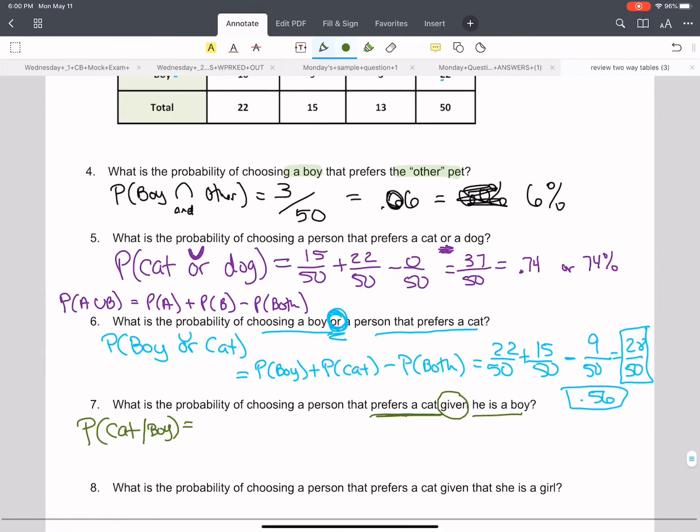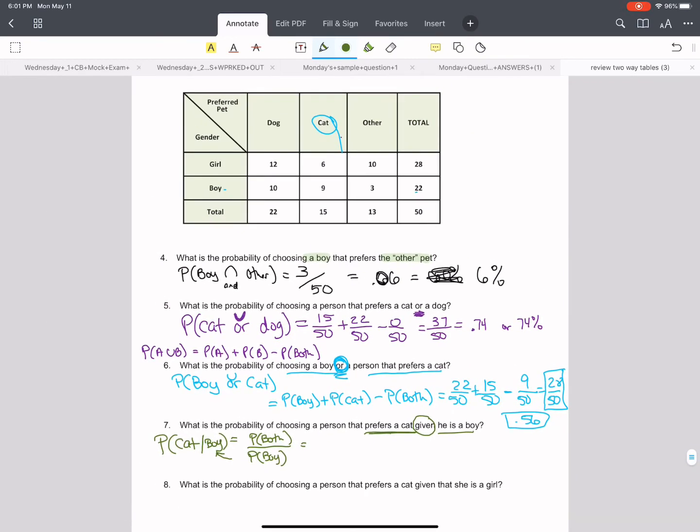So that formula, if you remember, is the probability of both over the probability of that last one, boy. So the probability of both boy and cat, that would be here, 9. 9 over 50 divided by 22 over 50, which in the end is just 9 over 22. Okay? So 9 over 22 is 0.409. So that's about 40.9%.